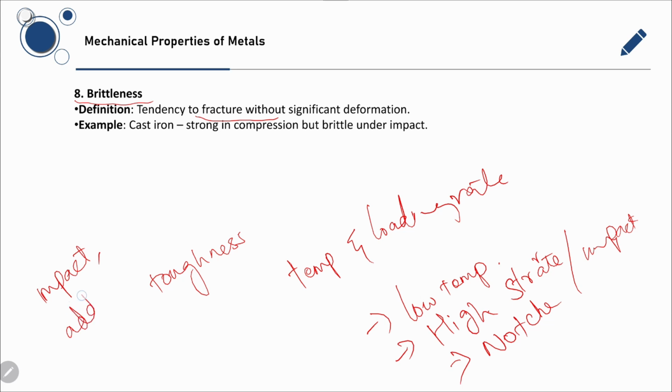So we can add fillets, then control defects, and use appropriate preheat or post weld heat treatment and tempering to refine the microstructure. These measures reduce the risk. An example is cast iron. Cast iron is strong in compression but brittle under impact, so it can crack suddenly if struck.